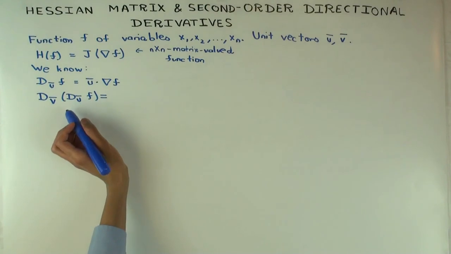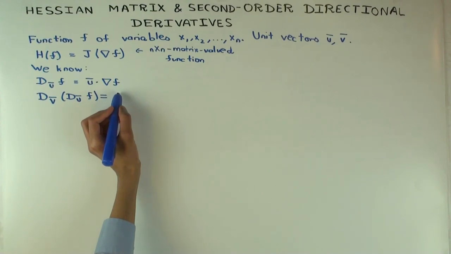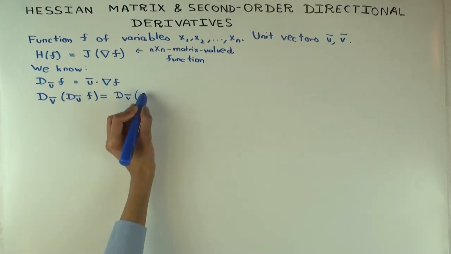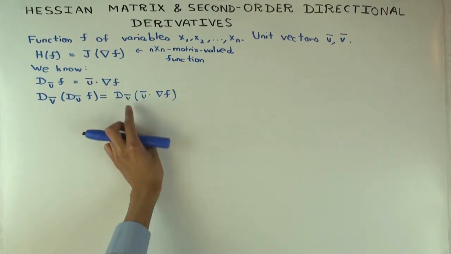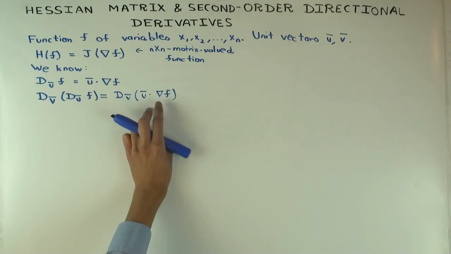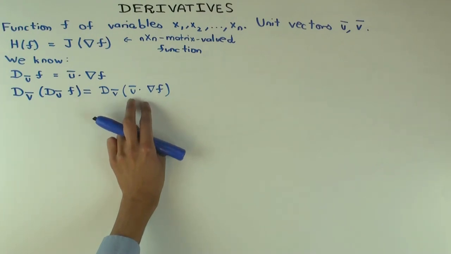Okay, so what is dv of du f? We recall that du of f is just u dot the gradient vector. So this is dv of u dot the gradient vector. What is this? Well, this is the directional derivative of a dot product of two vector valued functions. You'd have to use the product rule for the Jacobian. But in this case, u is a constant.